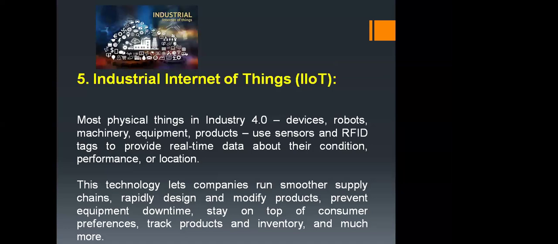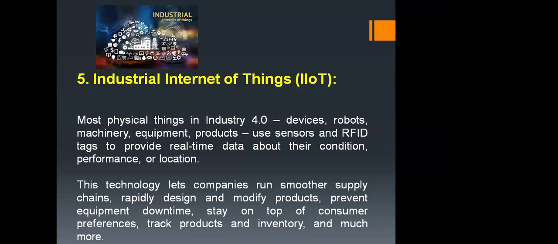Industrial Internet of Things. Internet of Things and Industrial Internet of Things we can use as synonymous to each other. Most physical things in Industry 4.0, like devices, robotic systems, machineries, equipments, products, use different kinds of identification systems and sensors. RFID tag is one of the identification systems we can use to provide real-time data about their condition, performance, or location.